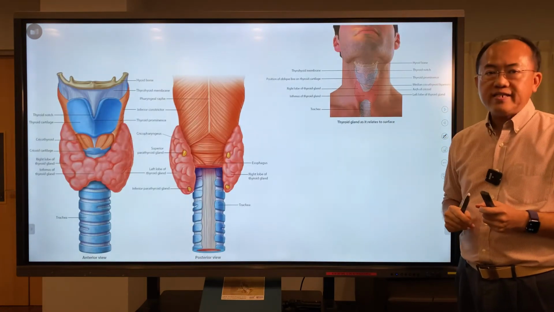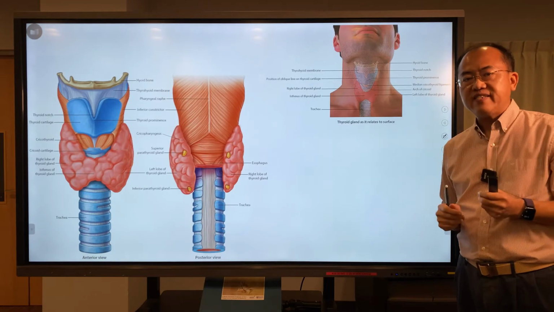Let's move on to go slightly deeper and look at the viscera in the neck.